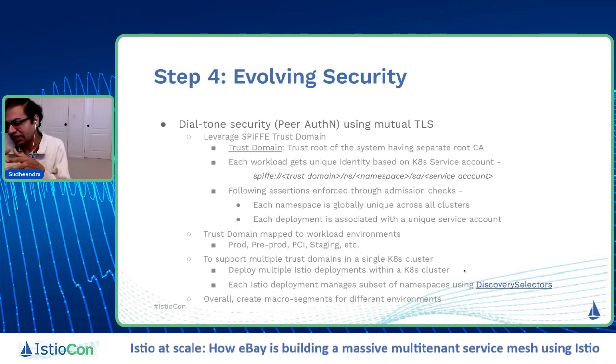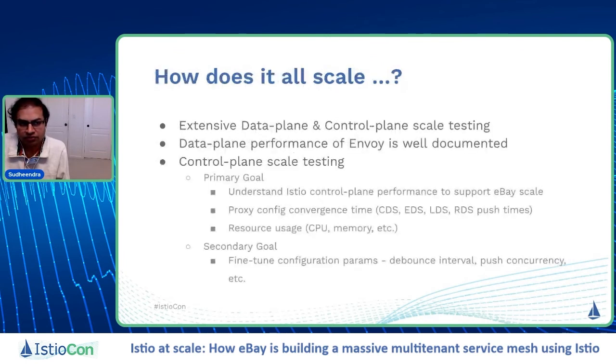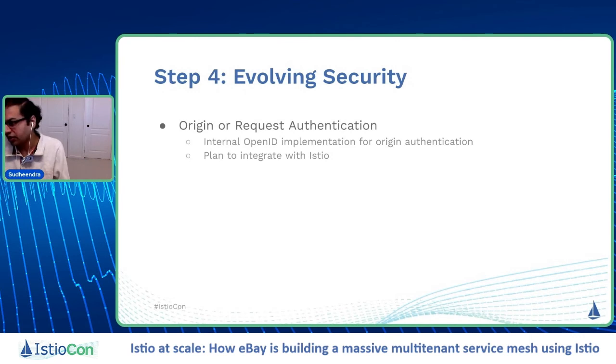Each of these Istio deployments is watching a subset of namespaces in that Kubernetes cluster. So we had a custom implementation. Now there was a recent discovery selector feature that got merged into Istio, so we are starting to leverage the upstream feature. Overall, the idea is we use the trust domains and mutual TLS to create these macro segments for individual environments. And I have a few more slides. For origin authentication, we have an internal implementation that we are planning to extend with Istio.